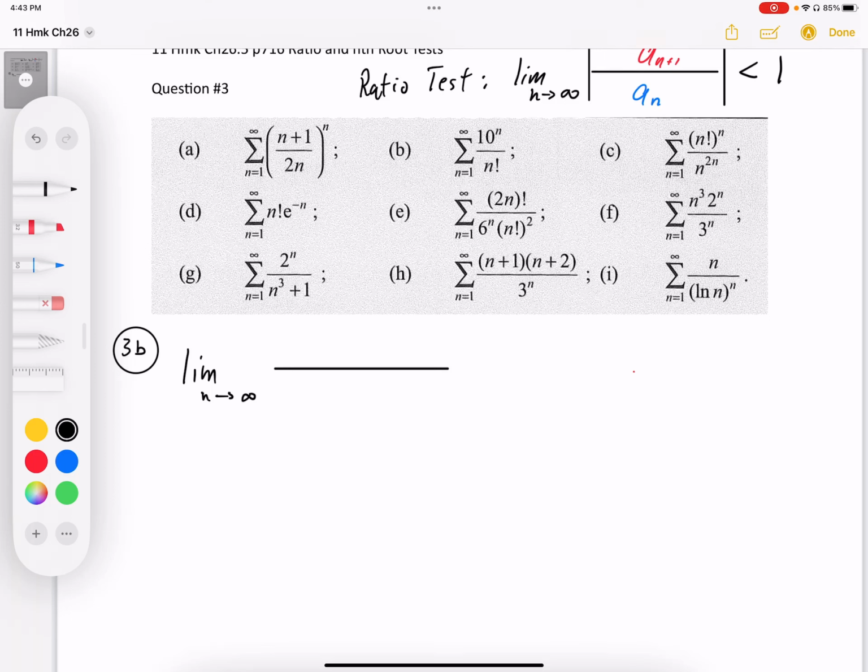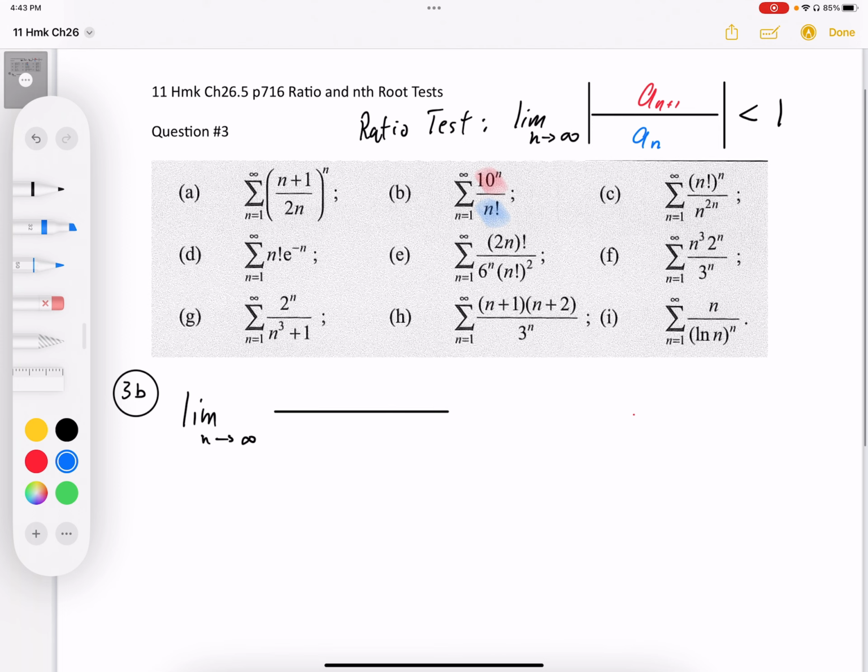3b, we're looking at 10 to the n over n factorial, and the sum of that. Is that convergent or divergent? So let's set this up. We're going to use our ratio test. Again, there's my formula for the ratio test up top.